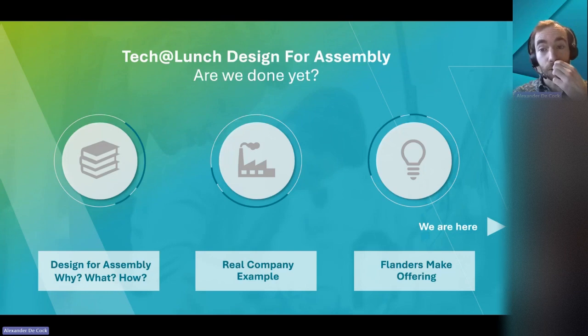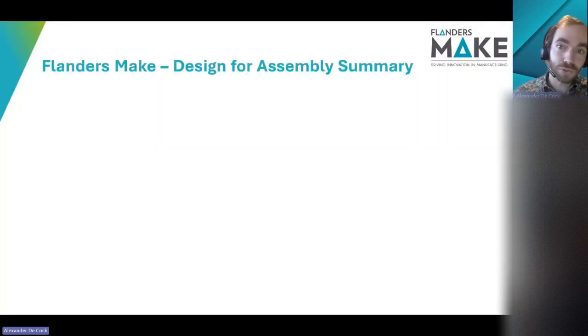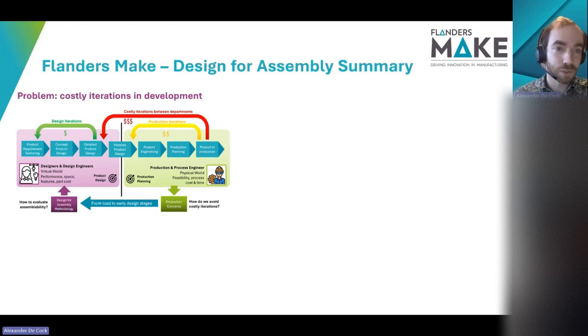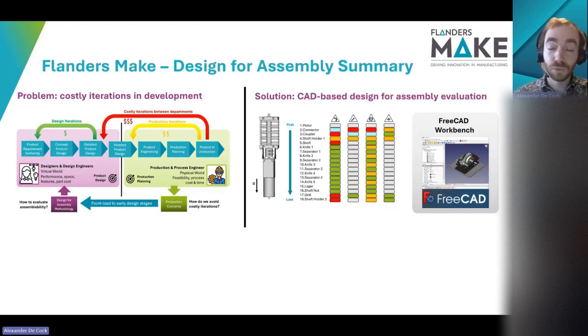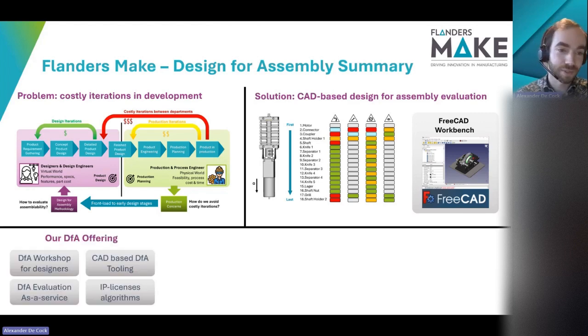So that concludes the 3rd part of this presentation. So we're really almost at the end. I still have 2 more slides. So first of all, a summary slide. So what did we talk about? We talked about the problem of the costly iterations in the product development process. I explained to you that a CAD-based design for assembly evaluation can be a solution to prevent these costly iterations.